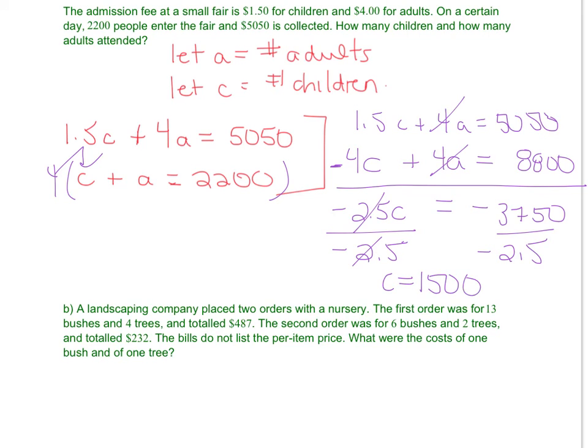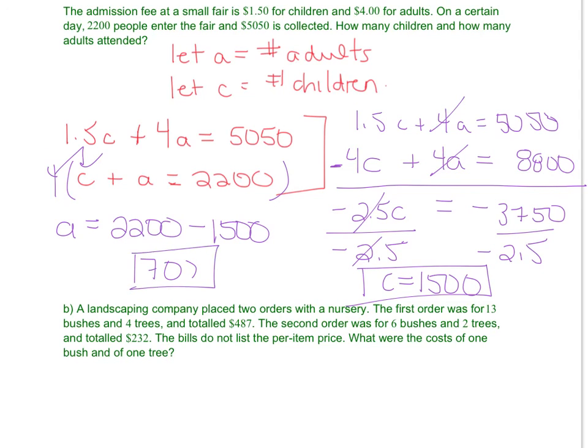Now what is C equal to? Number of children. There are 1,500 children that were admitted to that fair. Now let's find out how many adults were admitted. Well, that's pretty easy. You can say number of adults is equal to 2,200, because that's how many people there were at the fair, minus 1,500. So 2,200 minus 1,500 gives me an answer of 700 adults. So the solution to my equation is there were 700 adults and there were 1,500 kids admitted to this fair.